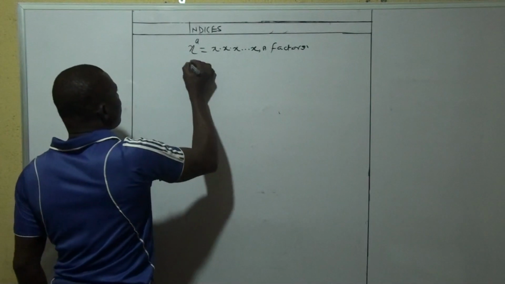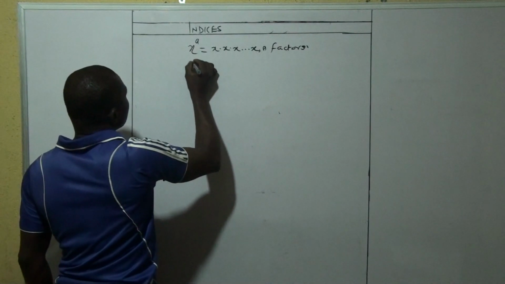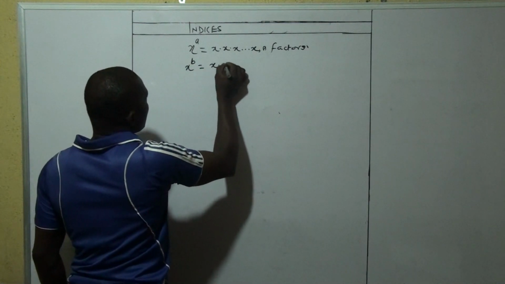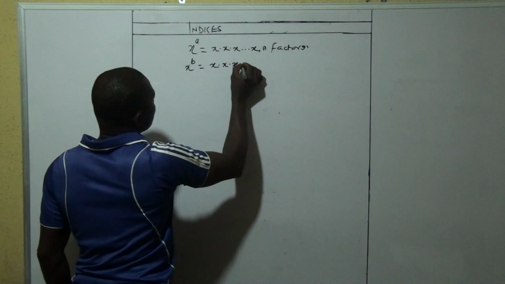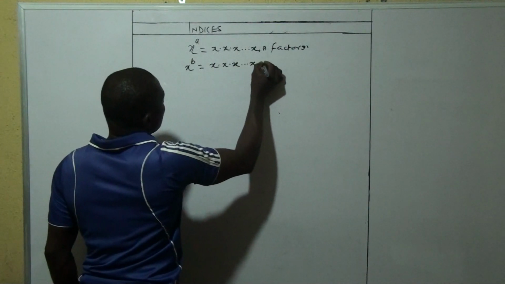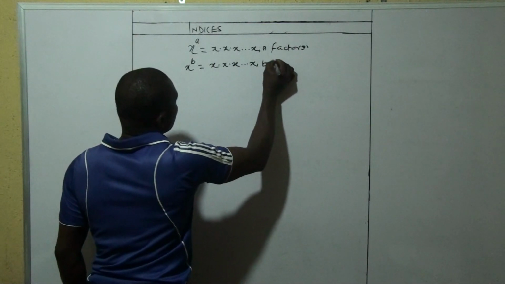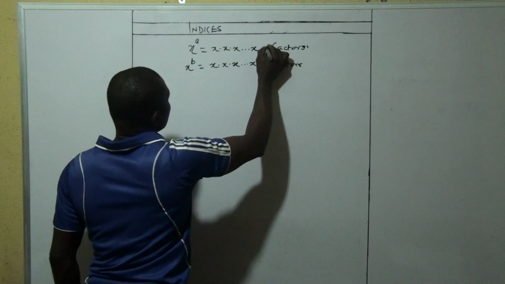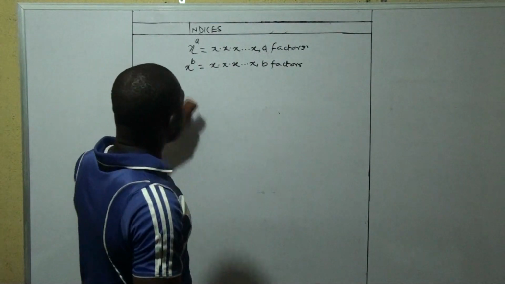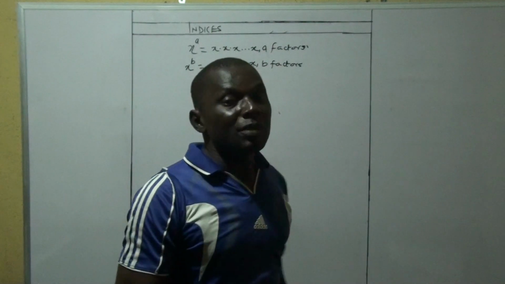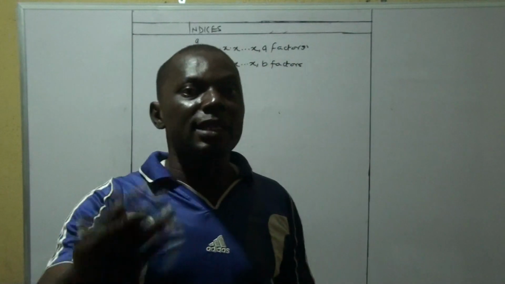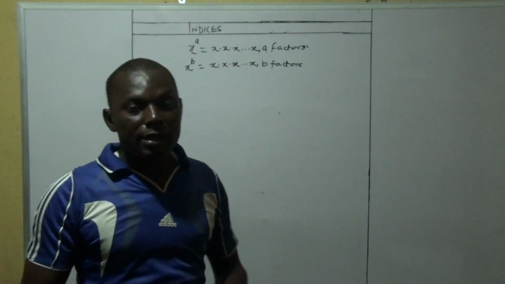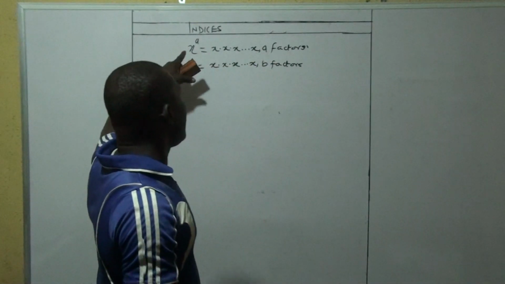Assuming we have another, we'll say x raised to the power b, and this simply means x times x, b factors. It means that x is multiplying itself a number of b times. That is the simple meaning of x raised to the power b.